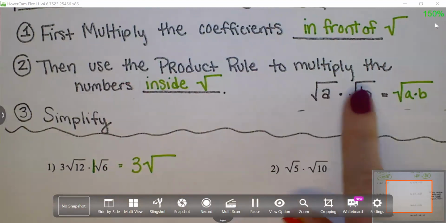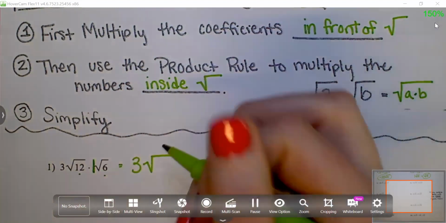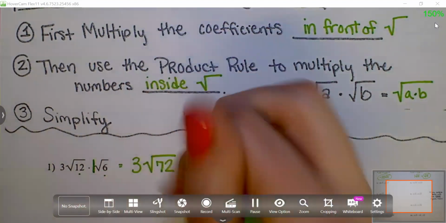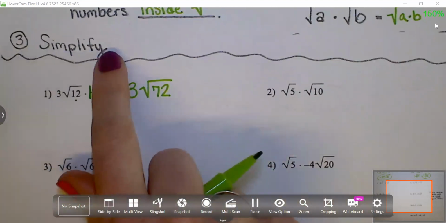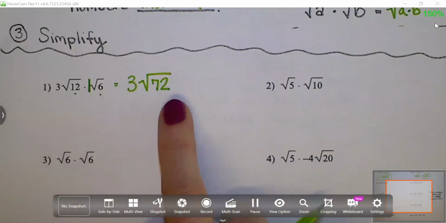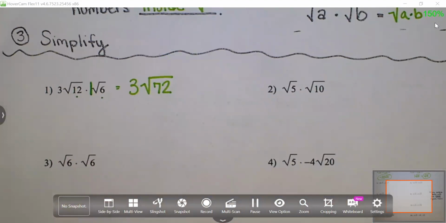Underneath the square root symbol, I'm going to do this product rule. I'm going to multiply the numbers underneath. 12 times 6 is 72. That is my answer. My last step right here, it says to simplify. So I have to figure out, is there a perfect square I can divide out of 72?